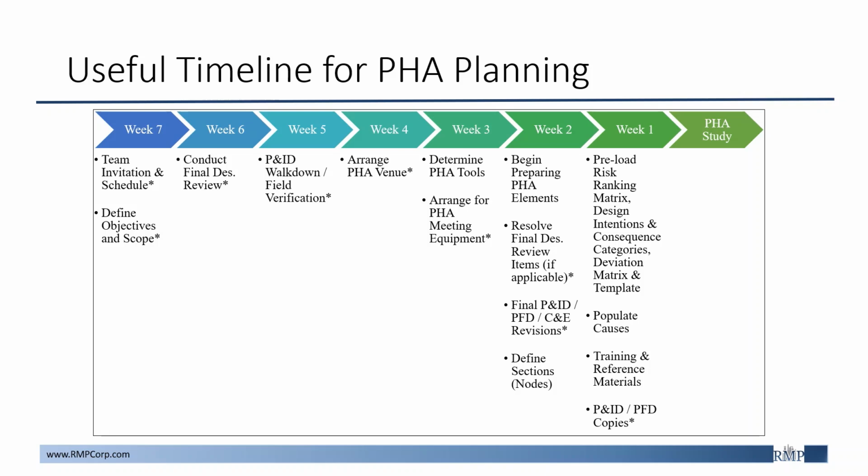This must be performed early to give ample amount of time to find the right personnel, as this ensures the quality of the PHA is met. At this time, the objectives and scope are made clear so that all participants invited can be prepared for the first session date. On week 6, it is important to complete the final design review for the proposed system.